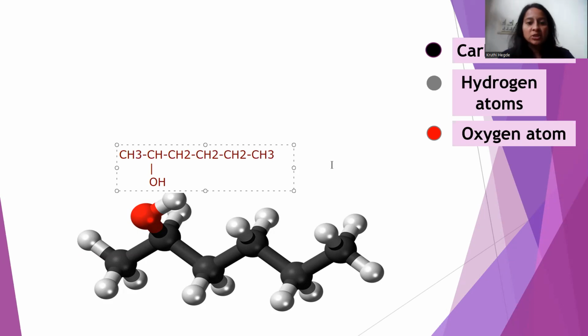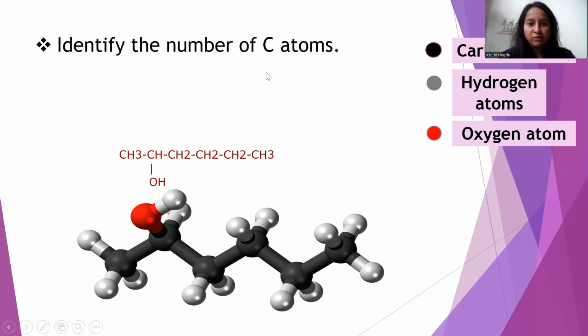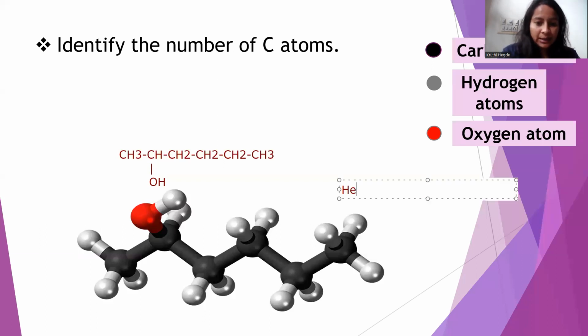So total, first we need to count the number of carbon atoms. How many carbon atoms? 1, 2, 3, 4, 5, 6 carbon atoms are there. So first rule, identify the number of carbon atoms. We have identified the number of carbon atoms, 6. 6 means its name starts with hex. Hex, right?